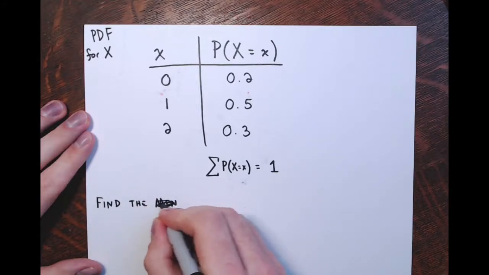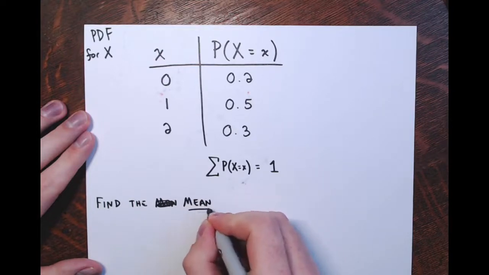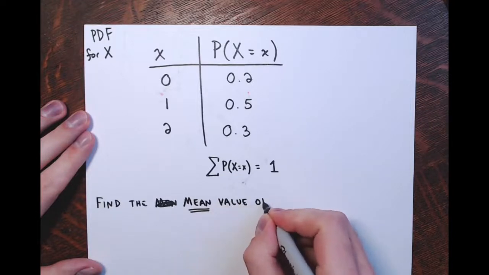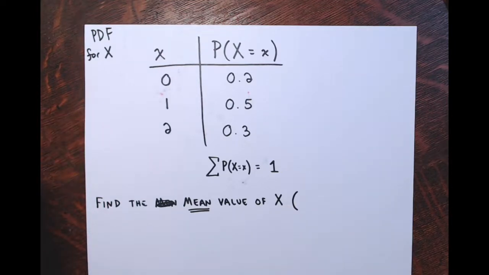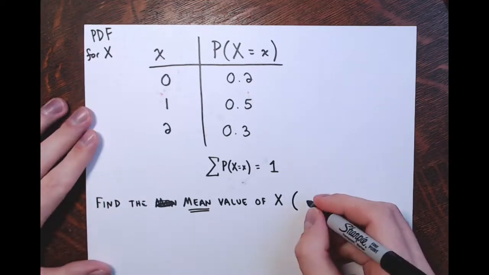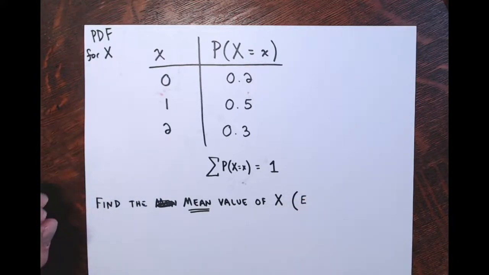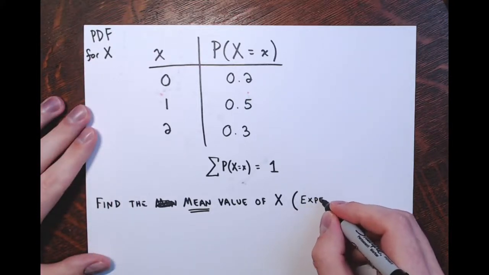Oops. Sorry, can't spell. Mean. Find the mean value of x. Now, another word for this is the expected value of x. And I'll explain much more about what the expected value means when we get to that objective in the assignment. But for right now, let's just talk about how to calculate it.